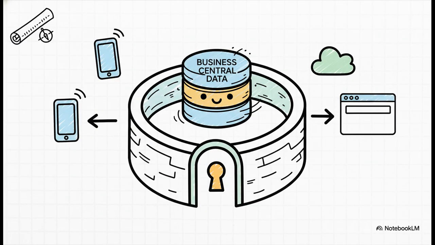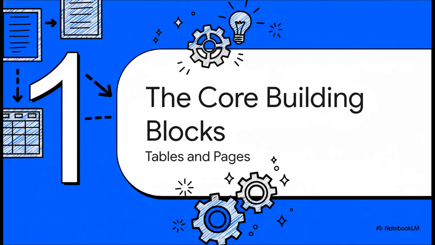An API acts like a secure, controlled gateway to your data. And look, I know API might sound a little complicated, but the way Business Central handles it is surprisingly straightforward. Let's break down the two simple pieces that make the whole thing work. At its heart, every single custom API in Business Central is made from just two things. Yep, just two building blocks. Once you get these, the entire process is going to click into place.